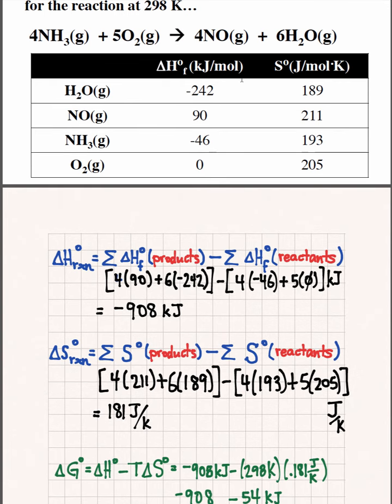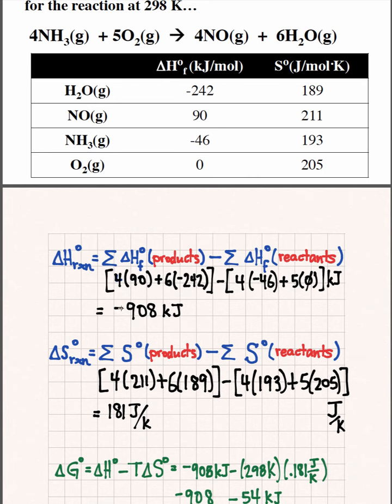here's another example. So 4 NOs, 6 H2Os, 4 NH3s, 5 O2s, and that gives me the enthalpy as being negative. Looks like the entropy is positive.